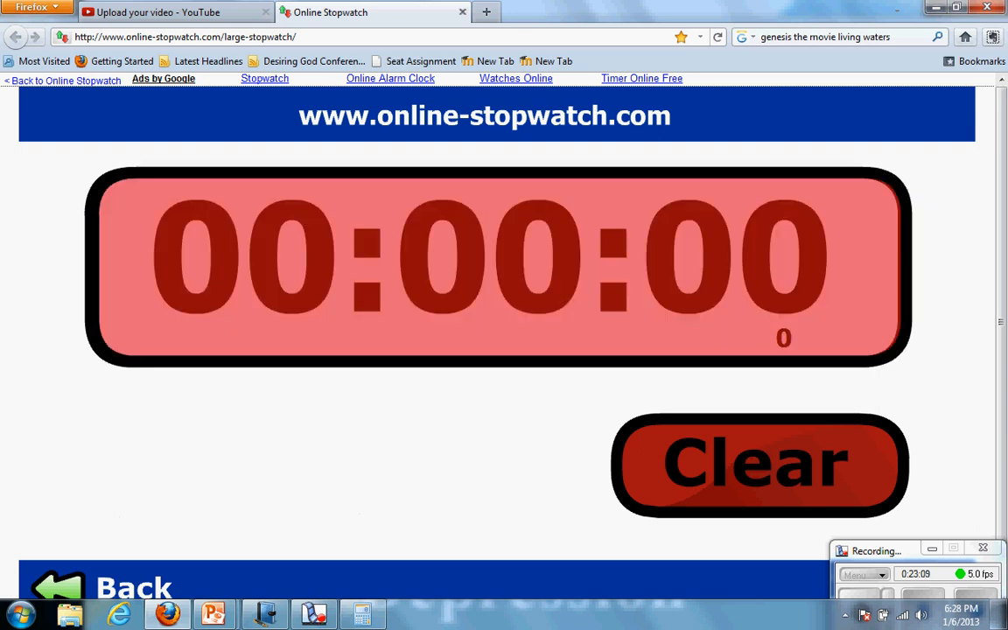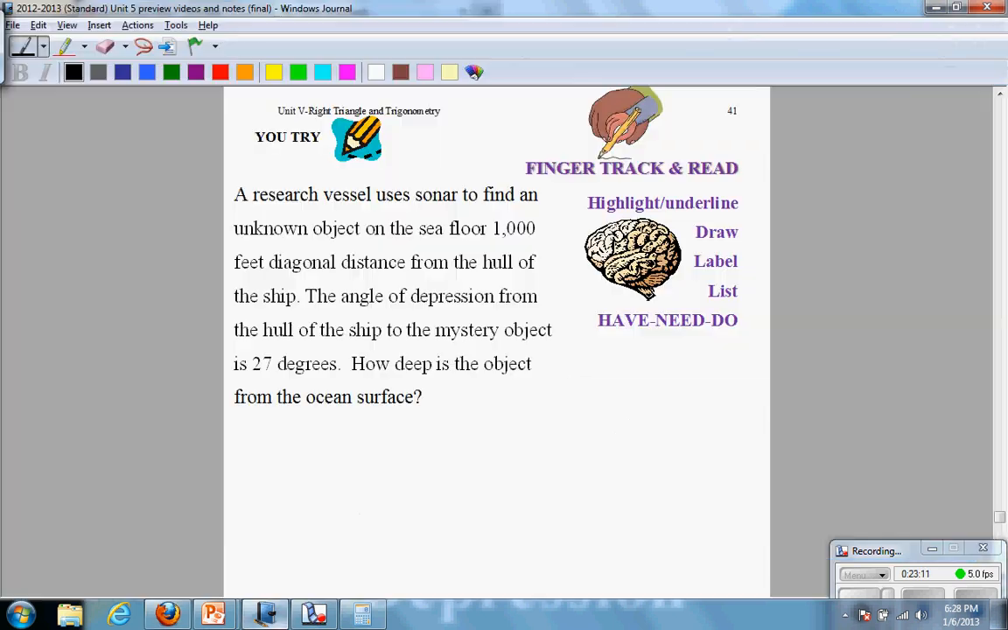Okay, let's see how you did here. It says a research vessel using sonar to find an unknown object on the seafloor 1,000 feet diagonal distance from the hull of the ship. It's an unknown object, 1,000 feet diagonal distance from the hull of the ship. The angle of depression from the hull of the ship to the mystery object is 27 degrees. How deep is the object?